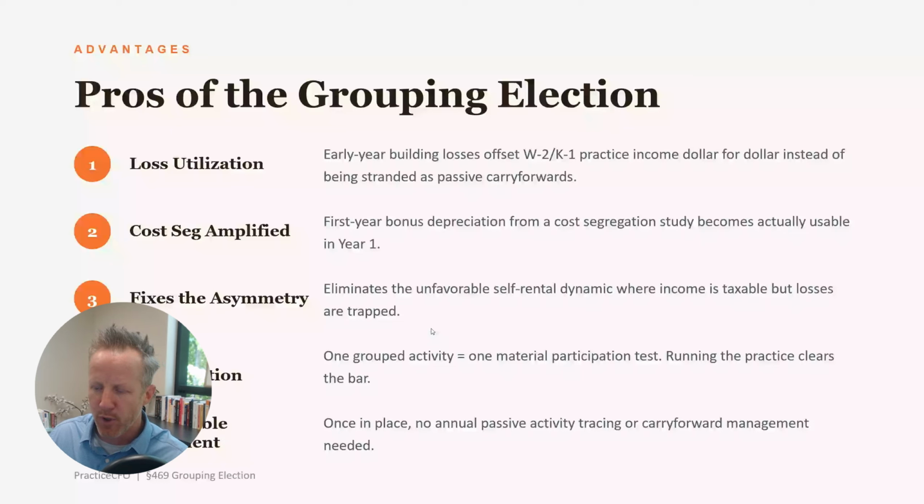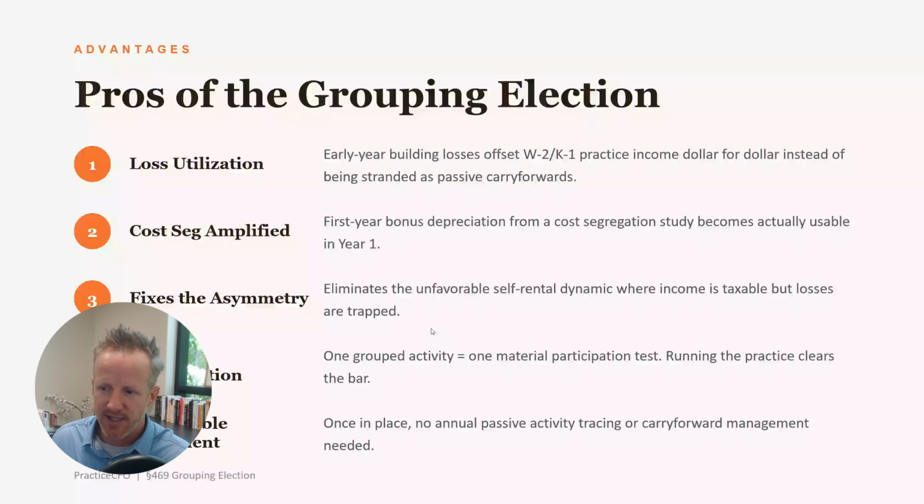All right, pro number 5 is predictable treatment. Once in place, there's no annual passive activity tracing or carry forward management. So remember those suspended losses that get bottled up in your building LLC? You have to track those from year to year and how much gets released. It's like you're keeping a ledger. How much suspended losses are there to still use? That whole thing goes away because you're assuming that you have enough W2 and K1 income from your S corporation to fully absorb the losses from your building LLC.